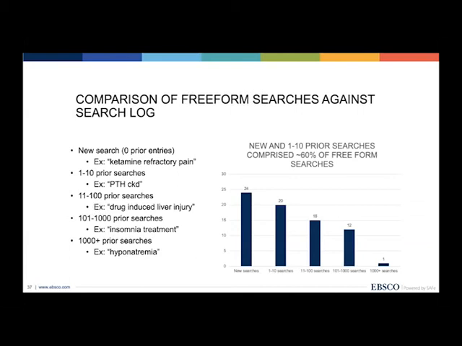And for 1 to 10 prior searches, such as PTH CKD, there were 20. For 11 to 100 searches, such as drug-induced liver injury, there were 15. For 101 to 1,000 prior searches, such as insomnia treatment, there were 12. And for 1,000 plus prior searches, such as hyponatremia, there was only 1. And so the users were really using new or unique searches in the system when they were doing their freeform searches. And I think that gives really good insight into how users are searching for terms.